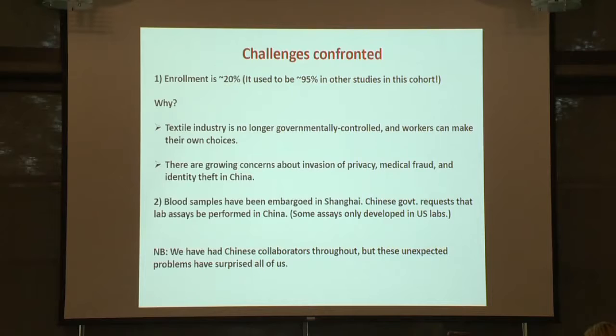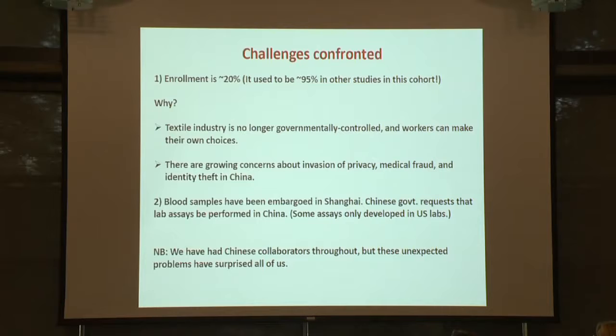Well, this is what we're dealing with. Enrollment is 20%. Subjects are contacted; we send nurses in Shanghai to the subjects' homes to try to recruit people. We have 20% enrollment. I've been doing research in Shanghai for the past 13 or 14 years, and we always got at least 90% participation.